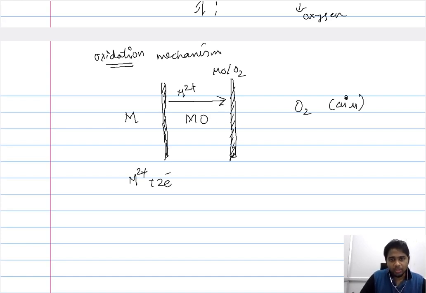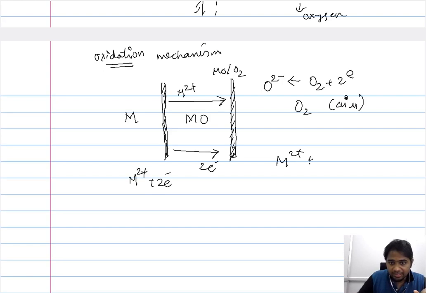So this is one way the oxidation mechanism can proceed. This is dependent on the propagation of the metal ion across the metal oxide, and along with this, these 2 electrons will also propagate, and here the oxygen will gain these 2 electrons, so O2- will be produced by the oxygen gaining these 2 electrons, and the M2+ and the O2- will ultimately lead to the formation of MO.